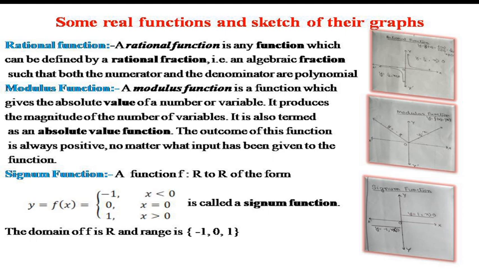Next one is our signum function. A function f from R to R is of the form, that is, for any negative value of x, your f(x) is always minus 1. For any positive value of x, your f(x) is always 1. And if x is equal to 0, f(x) equal to 0. If function is of that type, then this is known as our signum function. Here the domain of function is nothing but our set of real numbers, and the range of the function is minus 1, 0, 1, because the value of y is minus 1, 0 and 1.